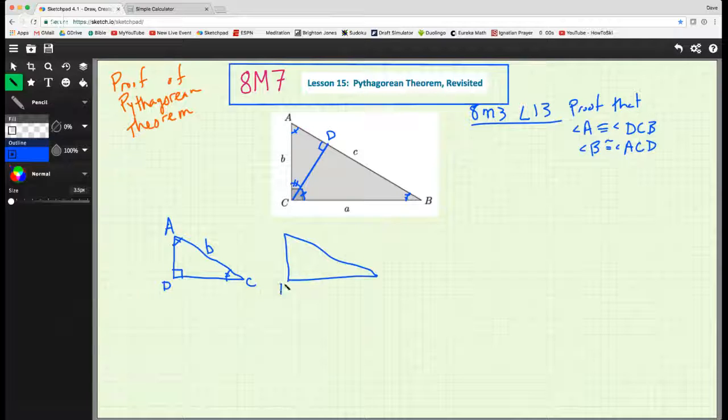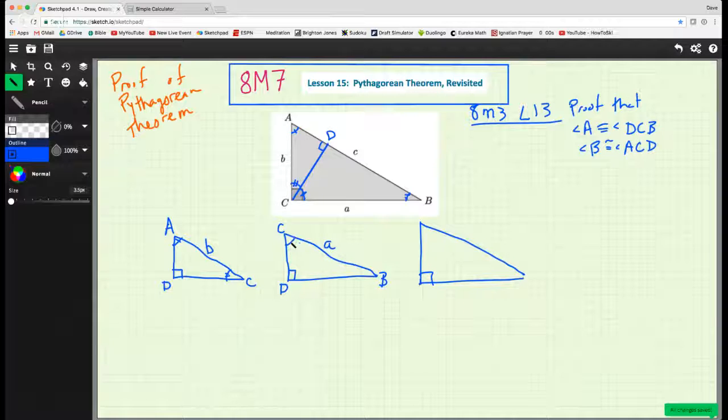So here's our D, right? And here's our C. And here's our B. So side BC is A. Like that. Now we're going to draw the big triangle. And that's just the same as it is right there. Same orientation. I didn't have to twist it around or anything.